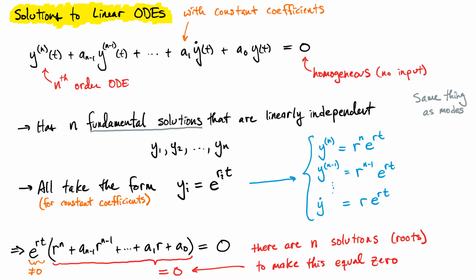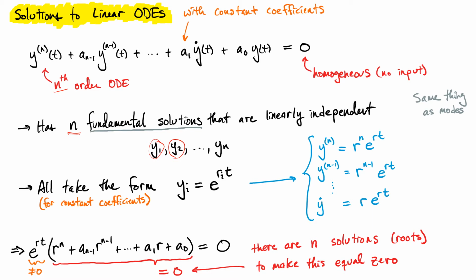One of the key results that you would have covered in your differential equations course is that if it's an nth order differential equation, it has n fundamental solutions that are linearly independent. That linearly independent bit is important. It means that you cannot write one of these in terms of a linear combination of the others. This is a generalization of the kind of linear independence that we talk about in linear algebra, the same idea, but generalized to functions now.